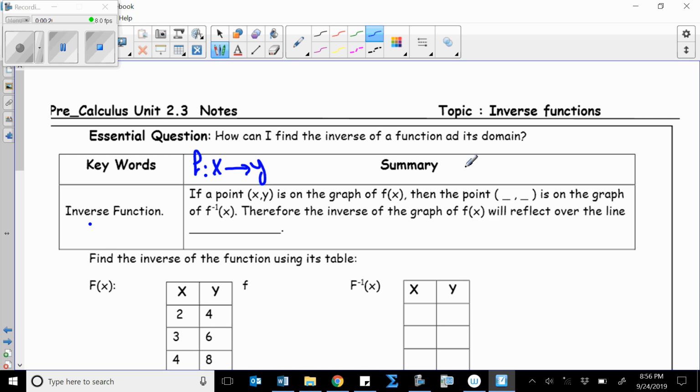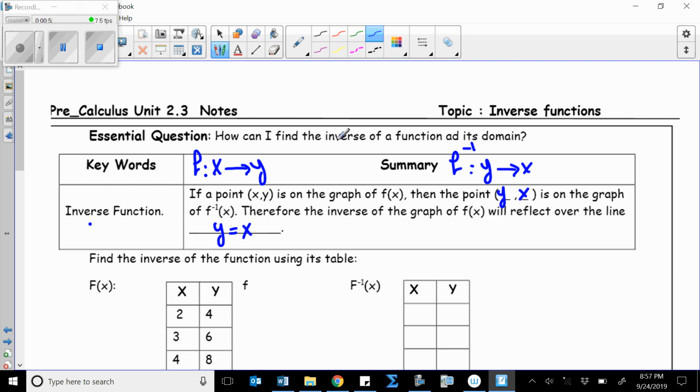But inverse of function, which is called f negative 1, this negative 1 is not exponent, it's just a symbol that says this is inverse of f. So f negative 1 maps y to x. This means if a point like x and y is on the graph of f of x, then the point y and x will be on the graph of f negative 1. Therefore, the inverse of the graph of f of x will reflect over the line y equal to x.